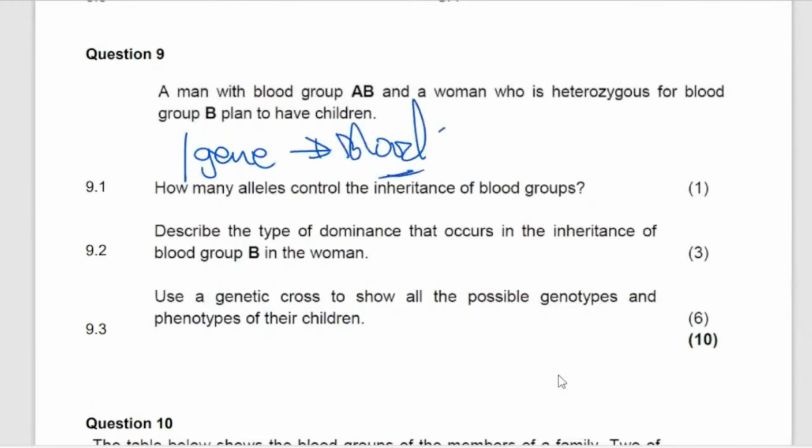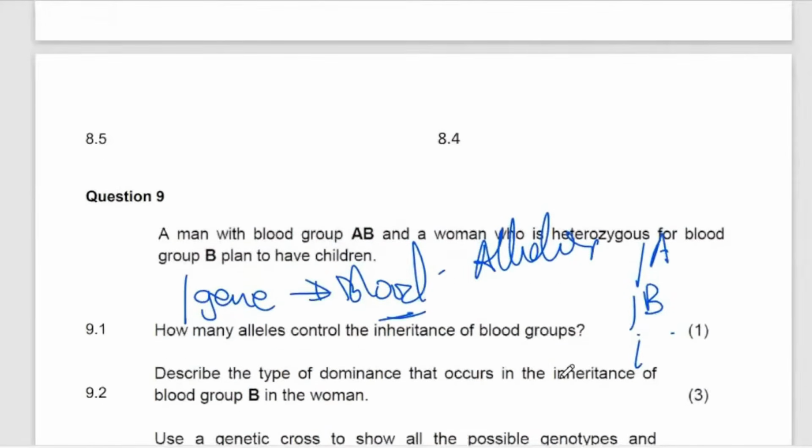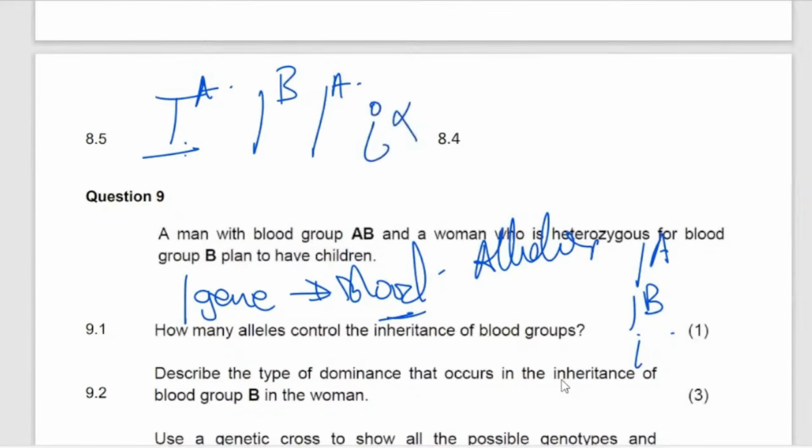Do you have any other gene? It's one gene, blood group. But how many alleles? There are 3 alleles: allele for A, allele for B, and allele for O. Guys, please don't make a mistake when writing allele for A. The I is a Roman numeral, which means 1, and the letter is written as a superscript, in italics. Don't write allele for O like that either. Is it clear? So allele for A, allele for B, and allele for O. There are 3 alleles.